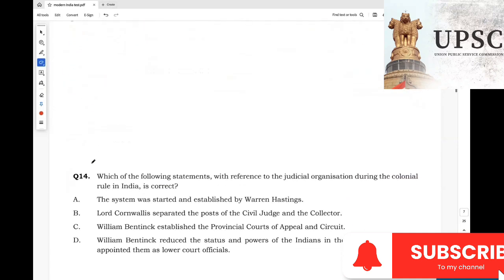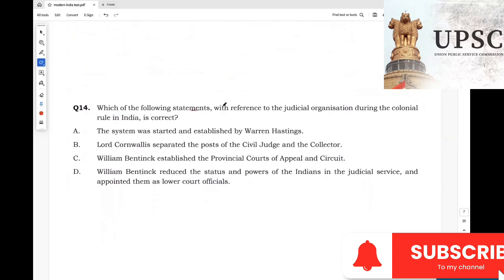Next one. Which of the following statements with reference to the judicial organization during the colonial rule in India is correct? Now this question is a bit tricky and it's a very tough one also. I'll give you the correct answer. Correct answer is option B, but we'll go through the others as well. The system of judicial organization, that is, there should be a court, there should be a magistrate, there should be a law and order, right? All those kind of things should be there.